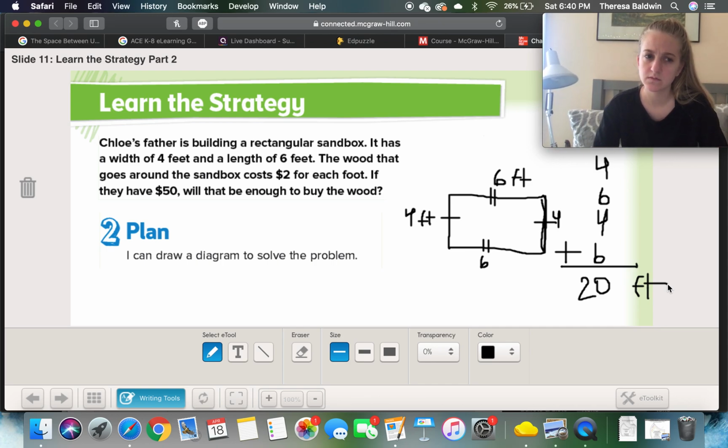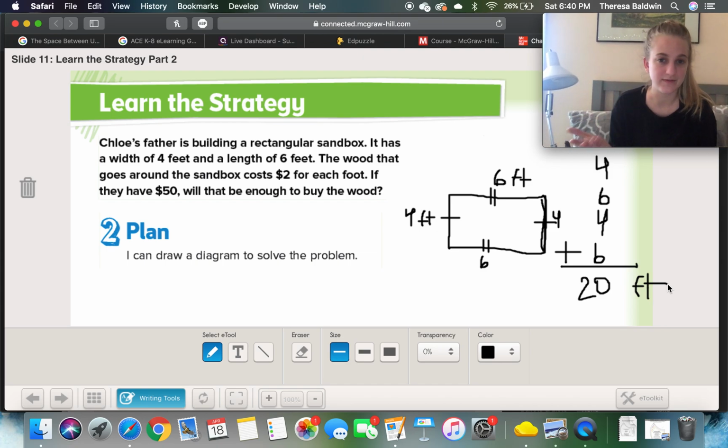We have $50. How much does the wood cost? $2 a foot. So if the wood is $2 a foot, but I need 20 feet, would I do 20 plus 2? 20 times 2? What do you think? 20 times 2. Because for each foot, it costs $2. So that's like doing repeated addition 20 times, 2 plus 2 plus 2 plus 2 plus 2 plus 2, 20 times to get 20 feet.